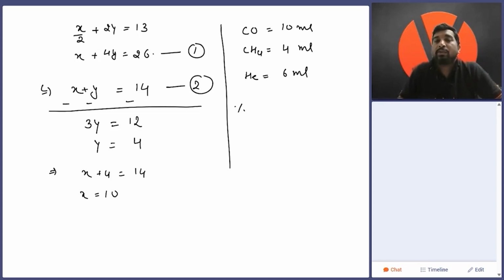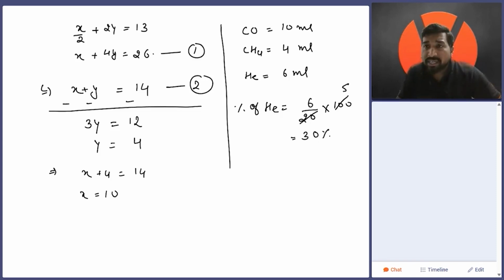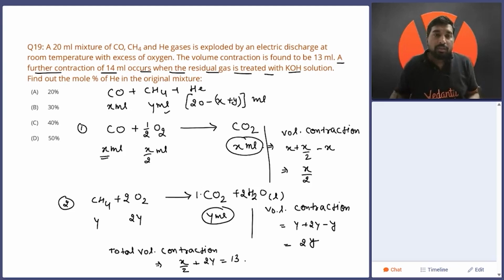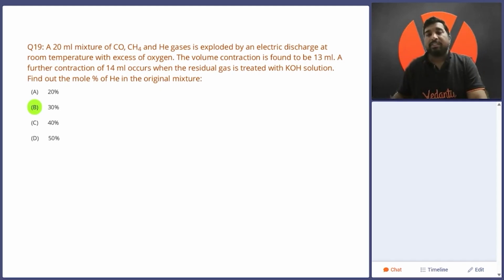So percentage of He is 6 upon 20 multiplied by 100, that is 30%. So what is the right answer? That is 30%. Which one is the right option? That should be B. Now let's cross check the answer. Okay. Yes, definitely B is the right answer.